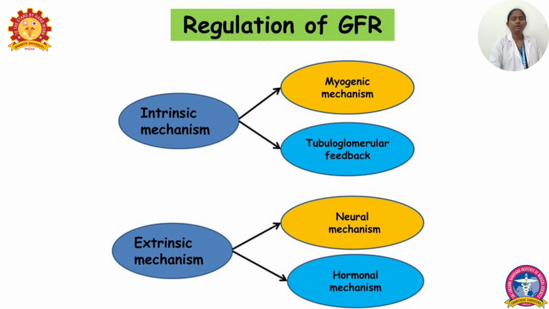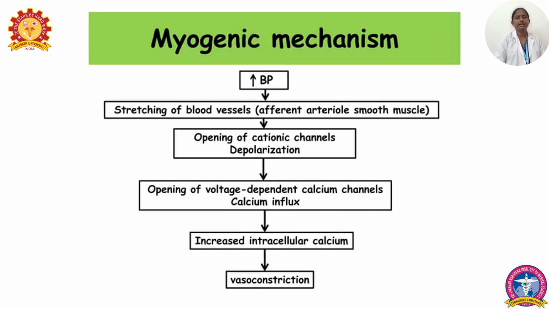Then we are moving on to the regulation of GFR. Usually, GFR is regulated by two mechanisms: one is the intrinsic mechanism, the other one is the extrinsic mechanism. In the intrinsic mechanism, we have the myogenic theory and tubuloglomerular feedback. And in the extrinsic mechanism, it is controlled either by neural or hormonal factors. First, the myogenic mechanism. So this is very common for you. I think you would have known all this in CVS.